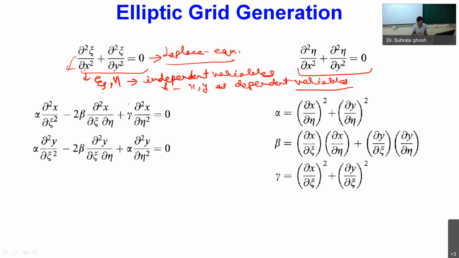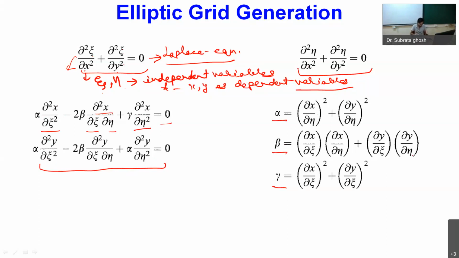we will find something like this: alpha times del square x by del zeta square minus 2 beta into del square x by del zeta del eta plus gamma times del square x by del eta square equal to 0. Similarly, I will find another equation for y, and we will see what the values of alpha, beta, and gamma are.